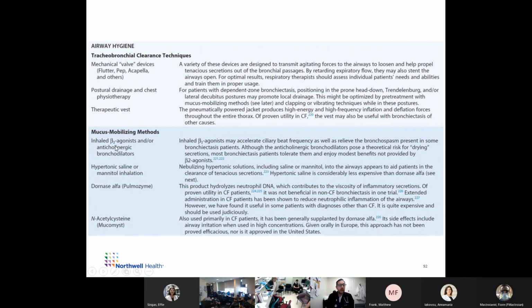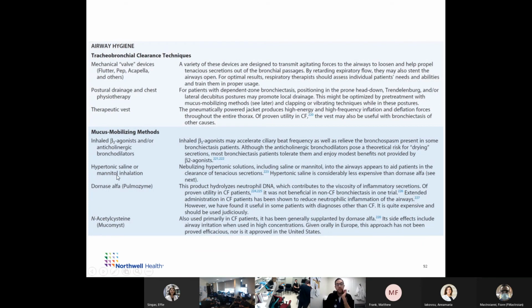Other methods, inhaled beta agonists. You want hypertonic saline or even mannitol, which is being studied, to help bring up these thick secretions, help loosen them up and bring them up.